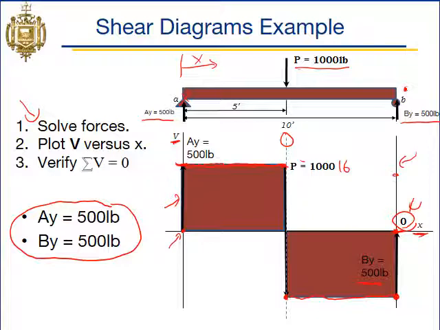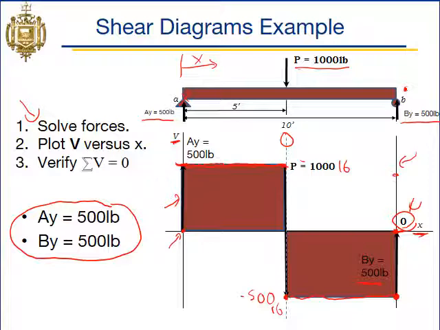All right, so just going through this again. We started at 0, we went up the value of AY, which was 500 pounds. There were no forces between AY and P, so we remained flat on our shear diagram for this first 5 feet. Then we hit load P, and P drops us down from 500 to negative 500. So this would be negative 500 here, and this is pounds, right? And then we go flat because there are no forces between P and BY. Then once we hit the end here, BY pushes us back up to 0. So we started and ended at 0. This is a good shear diagram.